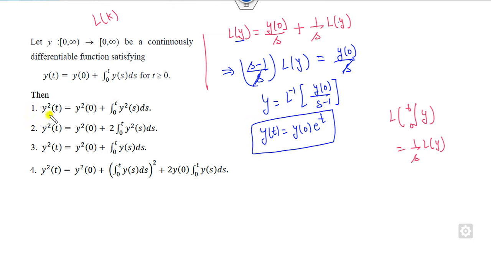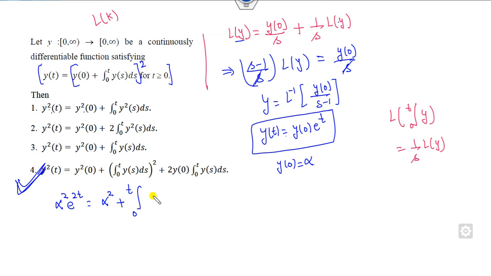Now we need the square. If I take the square on this, a plus b whole square, this is my square. You can see the fourth option is the correct one. Now we can substitute one by one here. What is y square? If I consider y of 0 as alpha, this is alpha square e raised to power 2t.